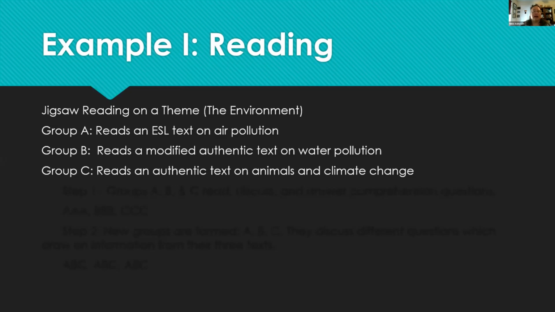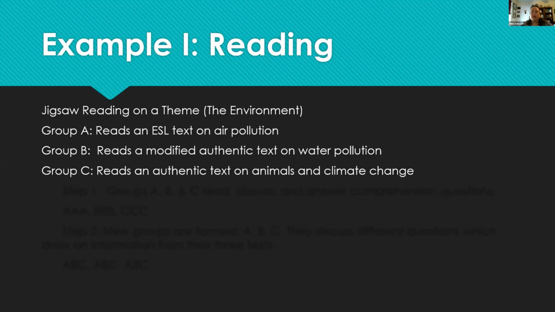So let's say the theme is the environment, and group A is going to read a text from your book on air pollution. That's what I mean by an ESL text: it was written for ESL learners, with them in mind. Whereas group B reads a modified authentic text. Maybe it was something you found on the internet, a news article, but you have simplified it. Maybe you use Rewordify that Angela recommends. You use that to simplify the text so that it is a modified authentic text. And this one's on water pollution.